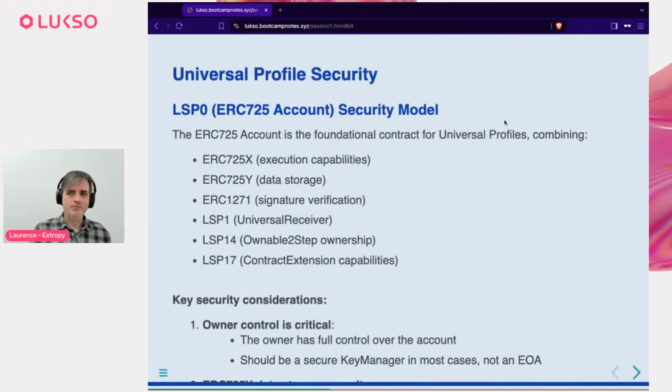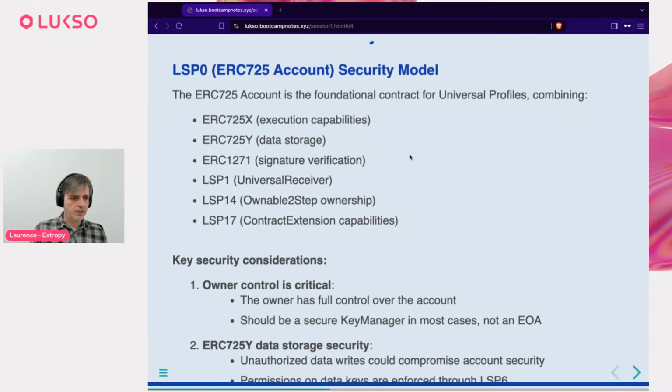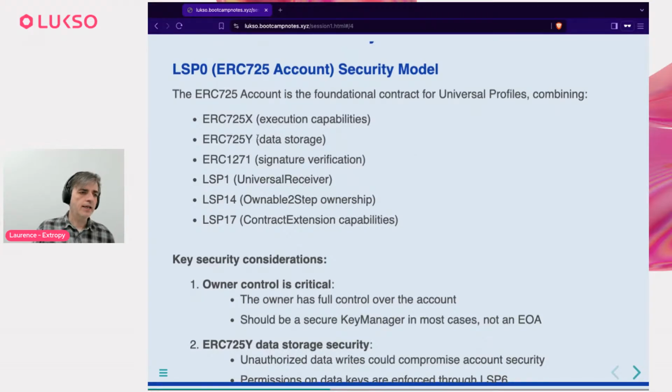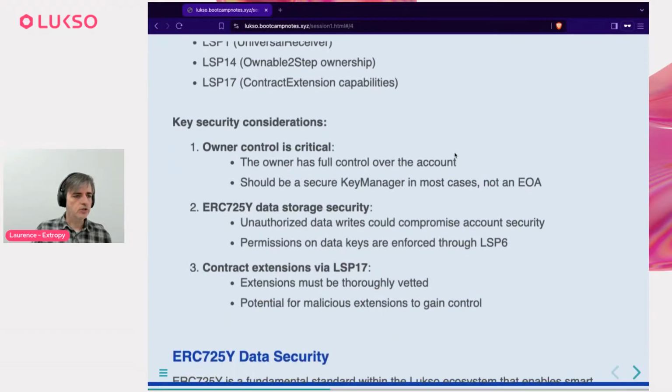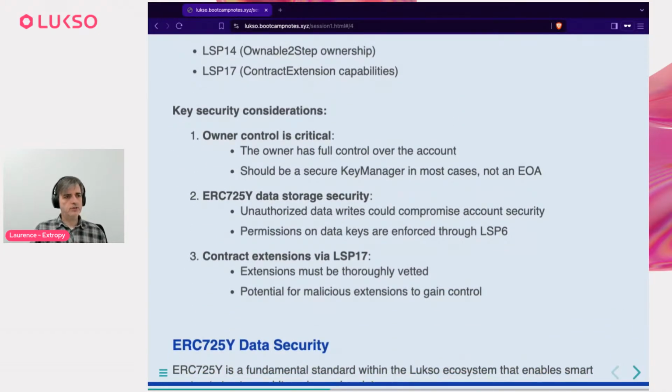Okay, so moving on then to look at the UP security. There's aspects to this that we need to be aware of, and we're going to particularly be looking at the ERC725Y data storage. We'll be looking later perhaps more about the universal receiver, and then looking at Ownable2Step, etc. So things to think about.